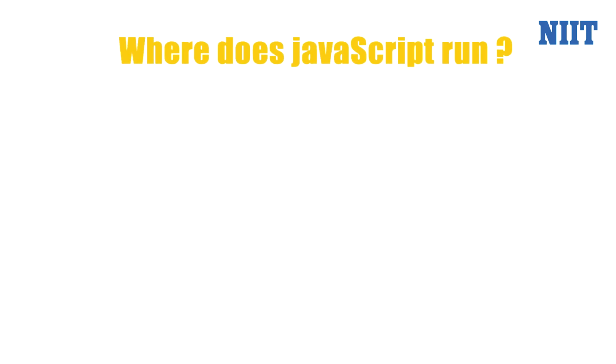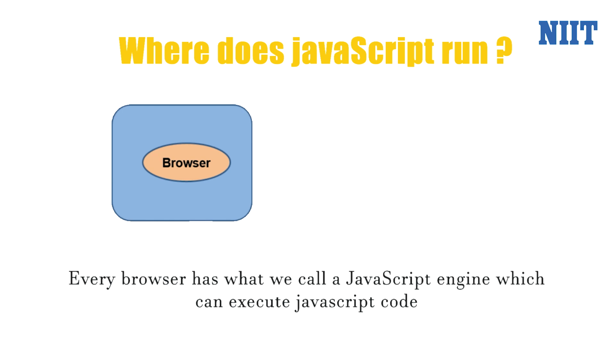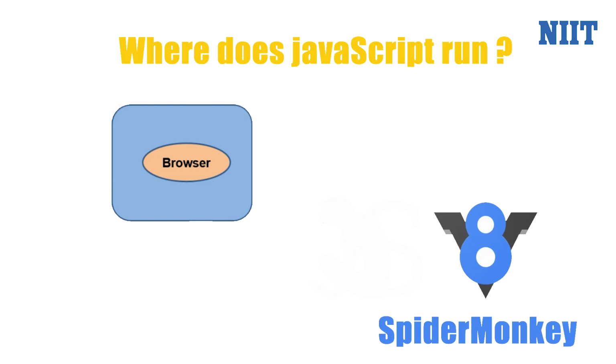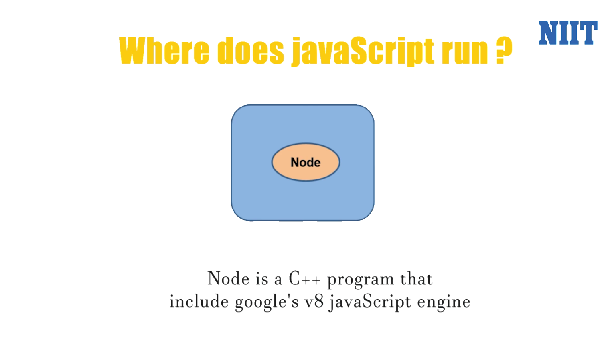Now, where does JavaScript run? JavaScript was originally designed to run only in browsers. So every browser has what we call a JavaScript engine which can execute JavaScript code. For example, the JavaScript engines in Firefox and Chrome are SpiderMonkey and V8 respectively. But in 2009, a developer named Ryan Dahl took the open source JavaScript engine in Chrome and embedded it into a C++ program, and he called that program Node. Node is a C++ program that includes Google's V8 JavaScript engine, and now with this we can run JavaScript code outside of the browser too.